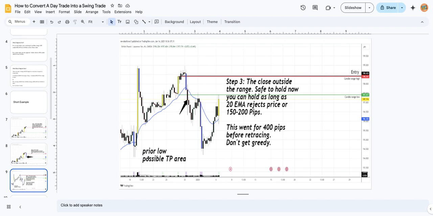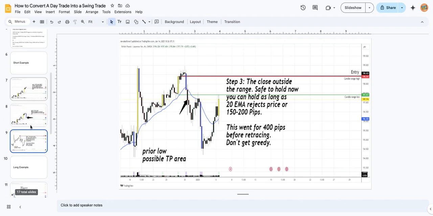In terms of a take profit, if you look left a little bit, possible areas of take profit can be prior lows if you have the patience for that. But that's just one thing you can shoot for.